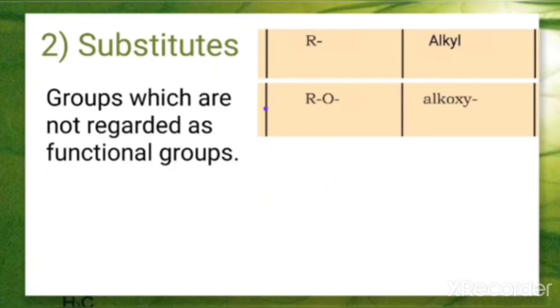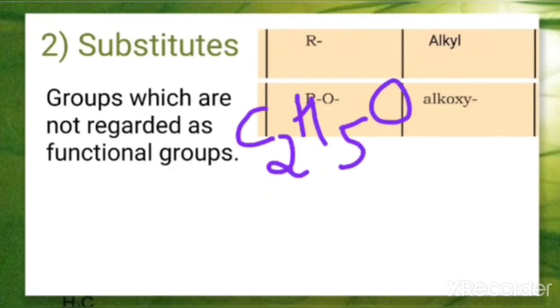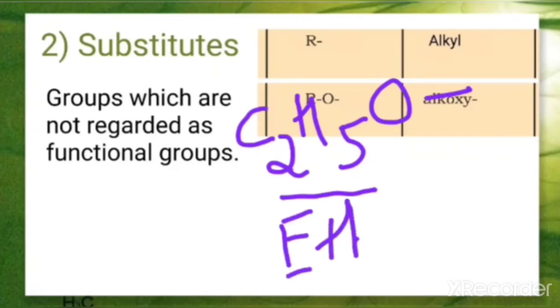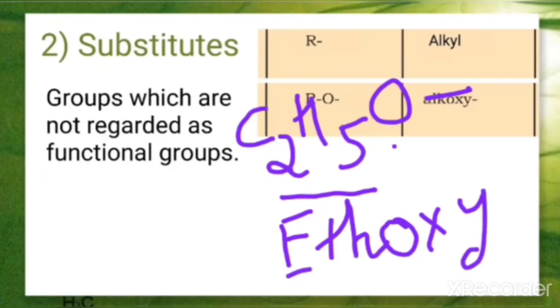If I take the next example, C2H5O. What name do we give for this one? What is C2H5? C2H5 is 2 carbon, meaning eth. And one oxygen is there, that is the ethyl group and oxygen, so the name comes as ethoxy. The name we can use is ethoxy.